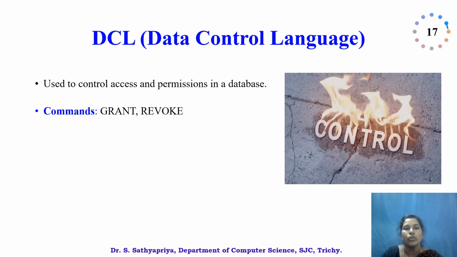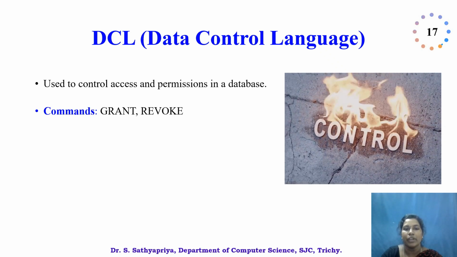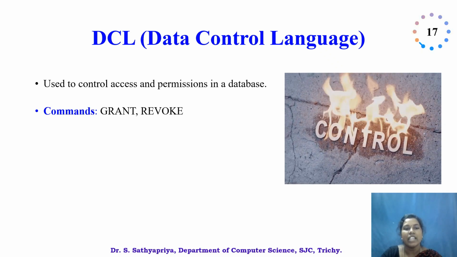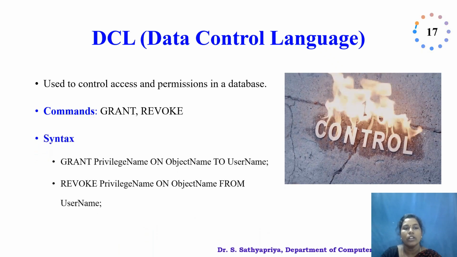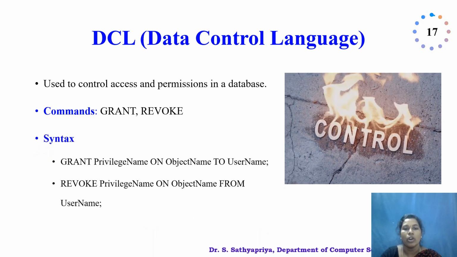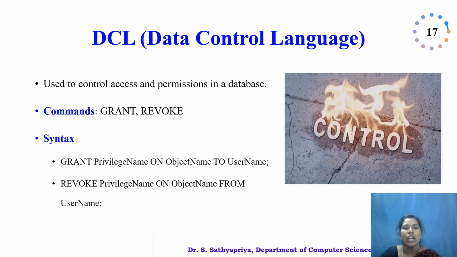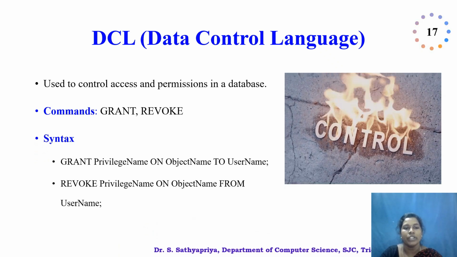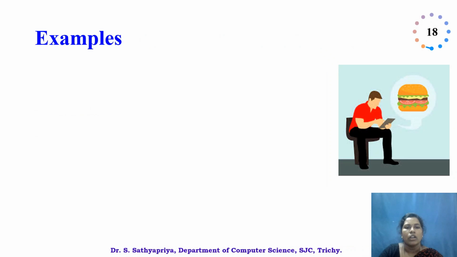Revoke is used to remove privileges that were previously granted. The syntax for grant and revoke are: grant privilege name on object name to user name, revoke privilege name on object name from user name. Consider the example of a restaurant system.